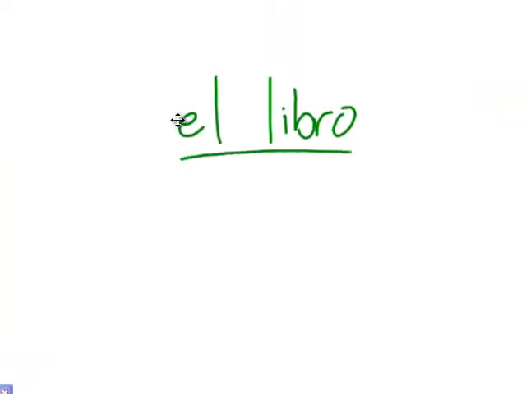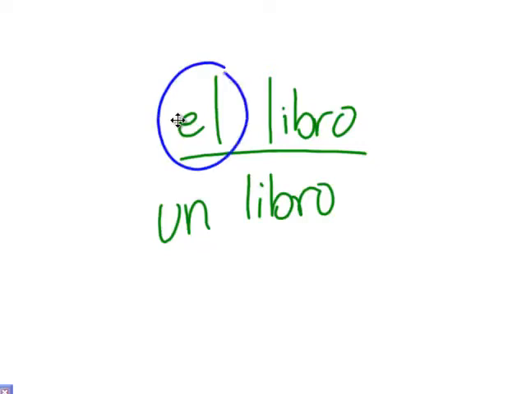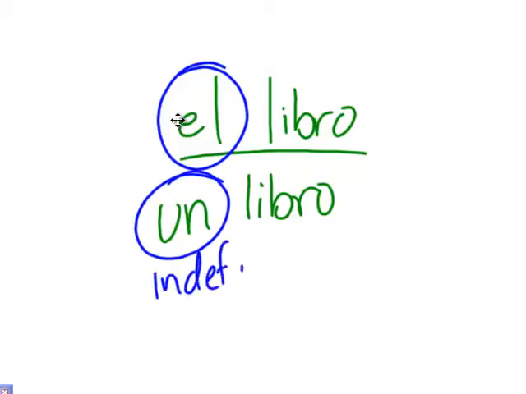El libro, you probably remember that, the book. Now then, after we talked about el libro, then we started talking about un libro. You might remember that this one, el libro, was a definite article because we definitely know which book we're talking about. And this one, un libro, we called an indefinite article because it was undefined as to which book we're talking about, just a book.